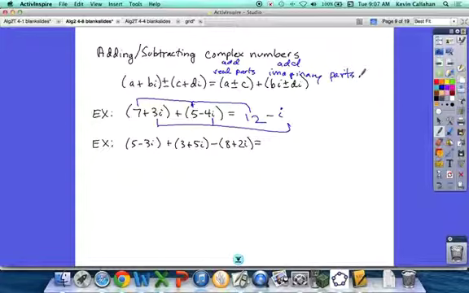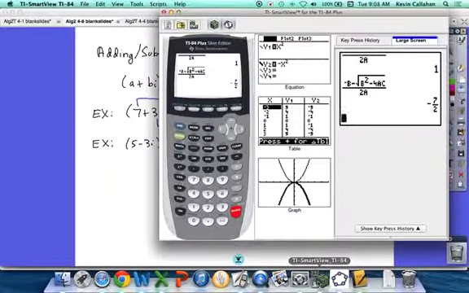Okay, now let's see how you could have done that in the calculator and let the calculator deal with it. Okay, and this is how you're going to do it. So you should have your calculator out and be trying this. If you won't do that, then I can't help you.